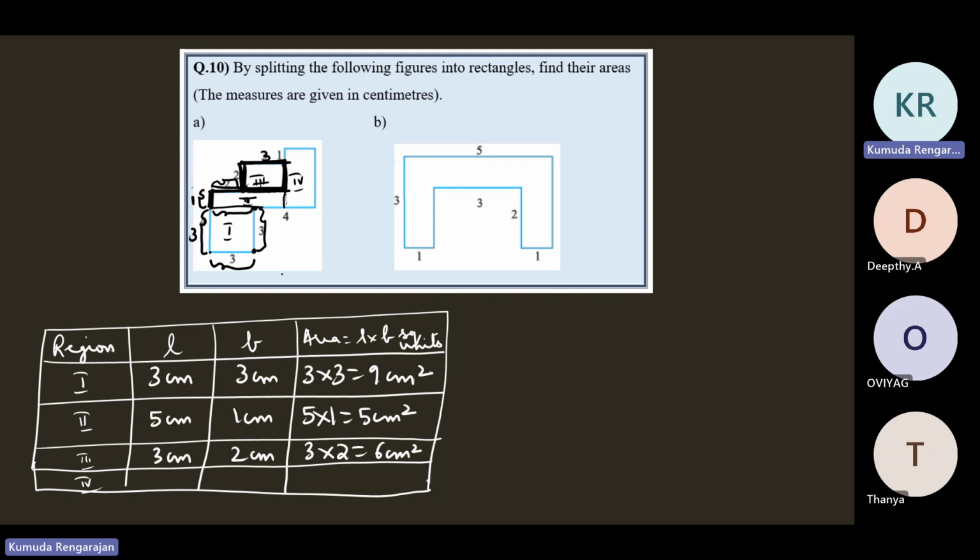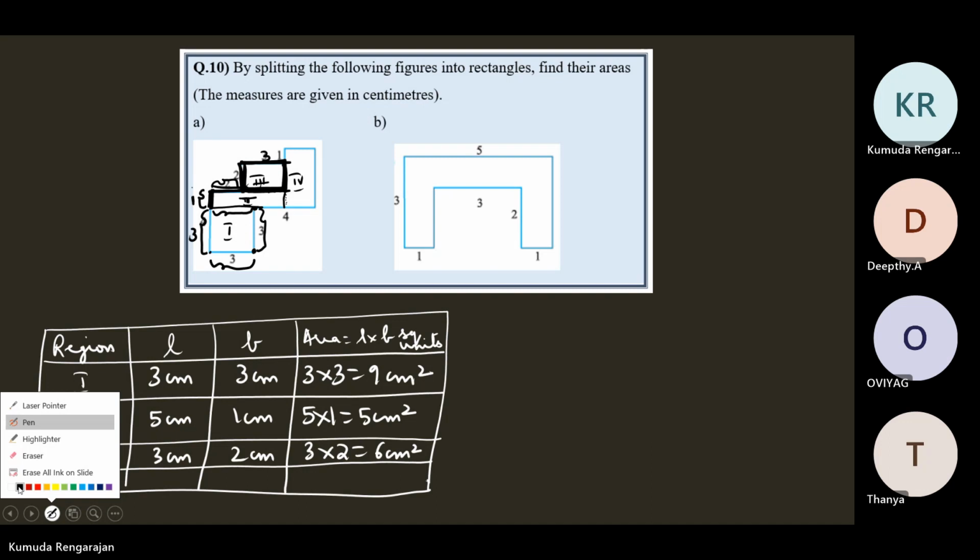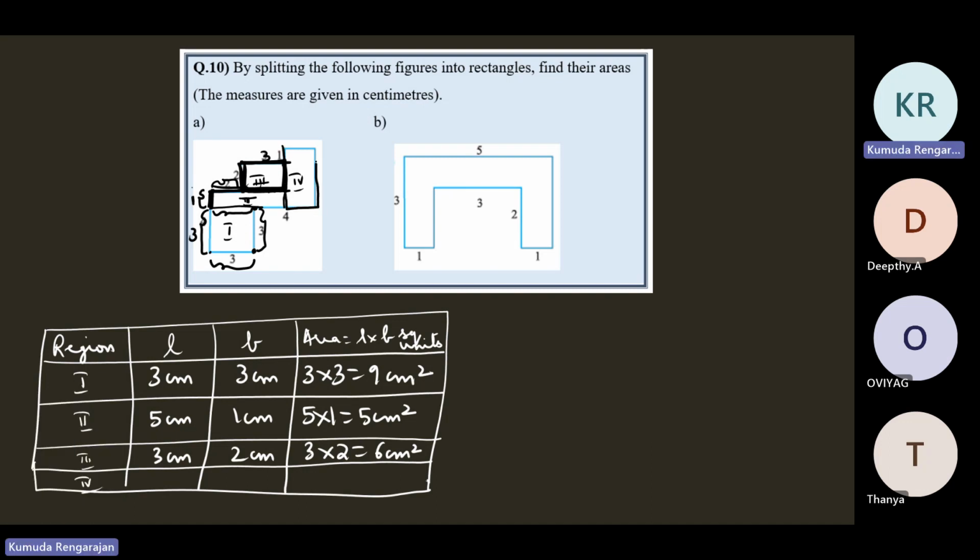And finally, for figure 4, identify the rectangle or the square correctly. Only then you can find the dimensions correctly. This is rectangle 4. So we need to find the length and breadth of this rectangle. It's very clumsy, so I'll just do it again.